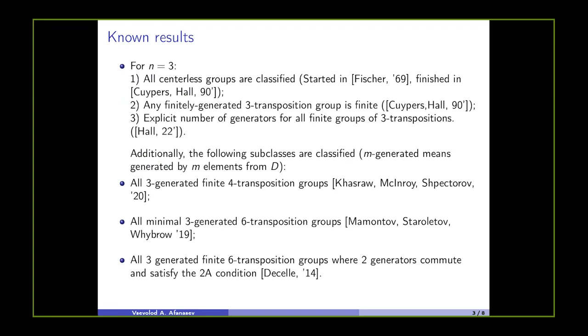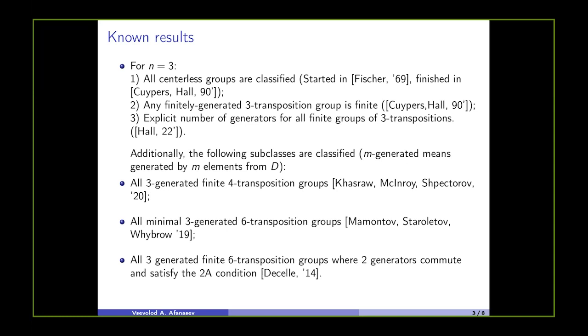So what do we know about these groups? We know quite a lot about the 3-transposition groups. Namely, all the centerless 3-transposition groups are classified. This was started by Fischer, who in his paper in 1969 used some additional restrictions, but he was able to obtain quite a rich number of examples. And in particular, he was using the so-called 2 invariant graph structures on the set D, which I introduced earlier.